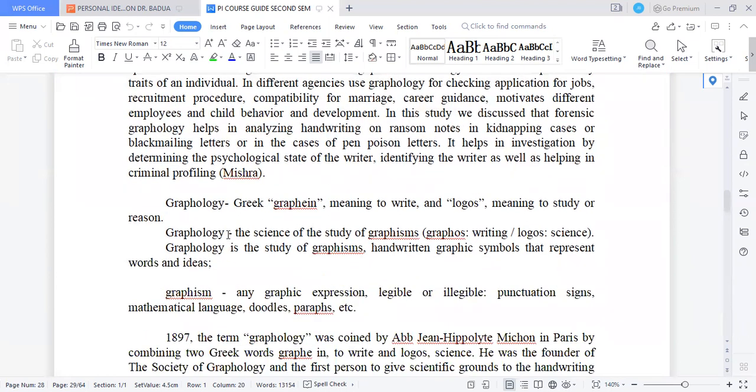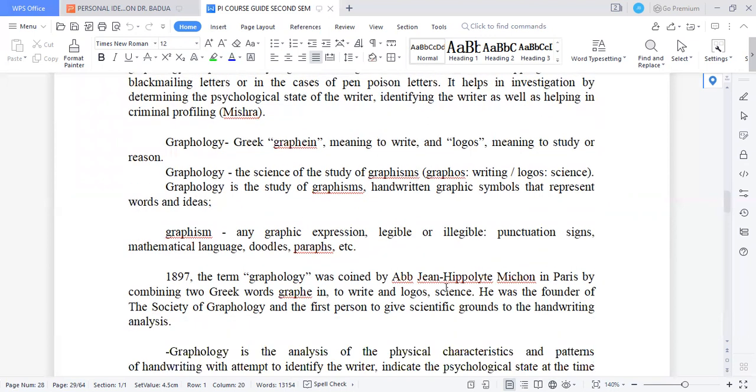So there are different terms in here, which originated from Greek words. Just try to take a look at this, how graphology originated based on a Greek word. Graphein, to write, and logos, to study or reason. Aside from that, there are other terms that are related to graphology.